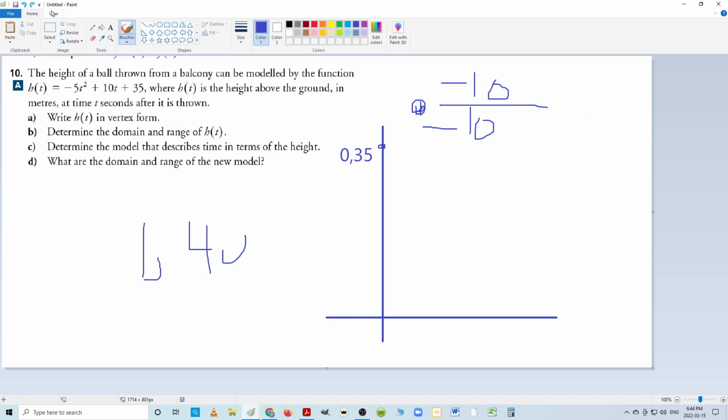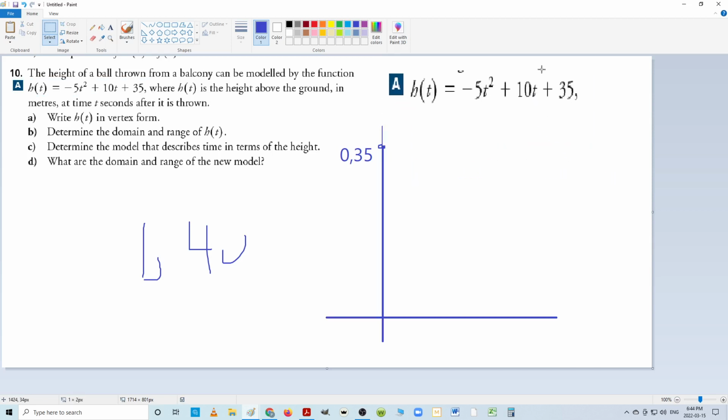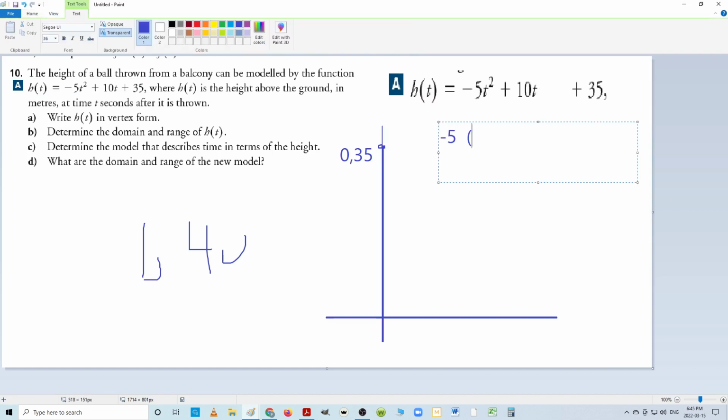Write this in vertex form. So they want us to complete the square. Move the 35 aside. Factor out 5 from both of these. Minus 5 actually, because you want the t squared to be positive. You're left with t squared minus 2t. And we're just going to leave the plus 35 over here. So it's going to be like that.